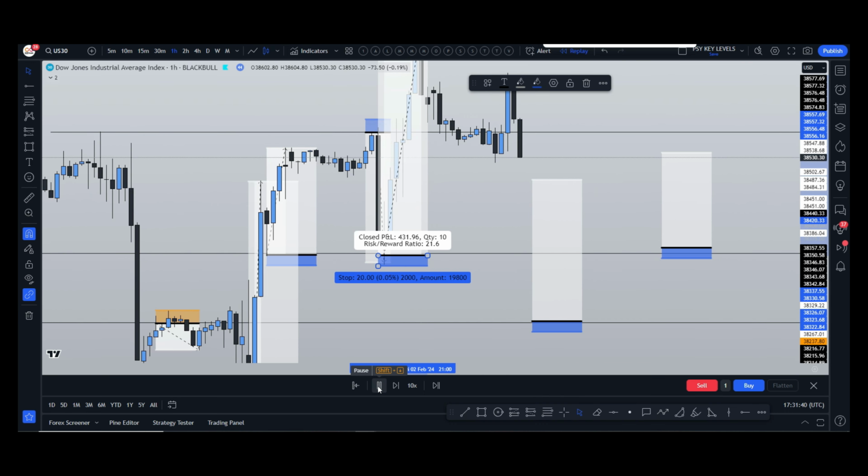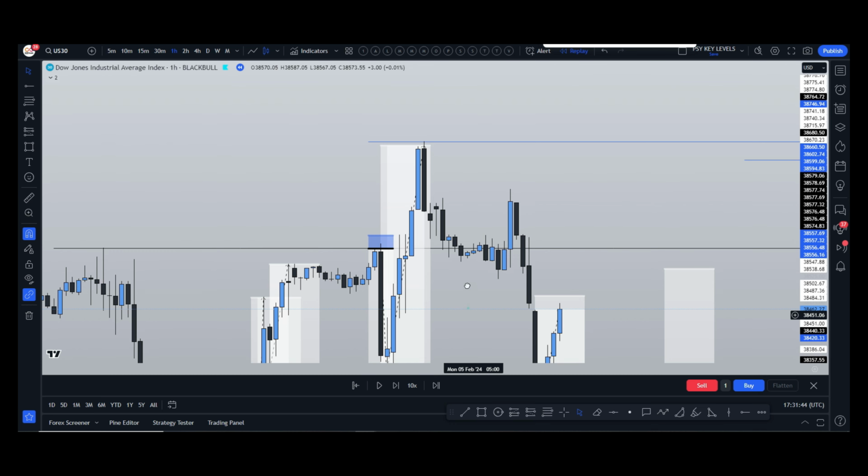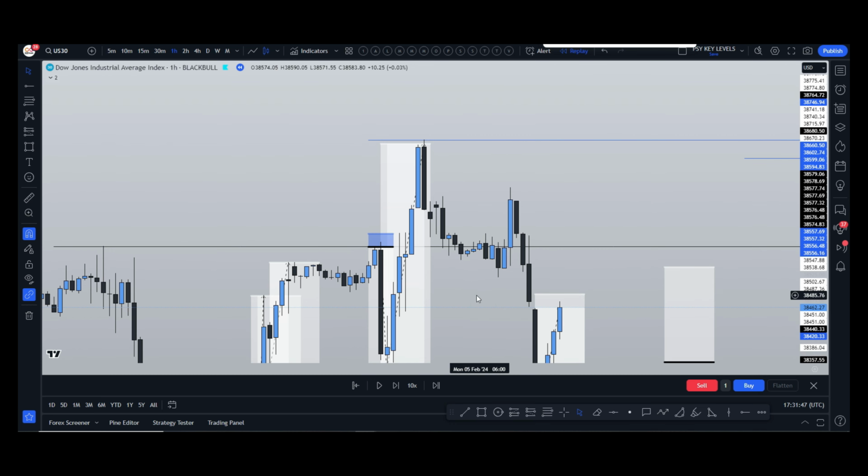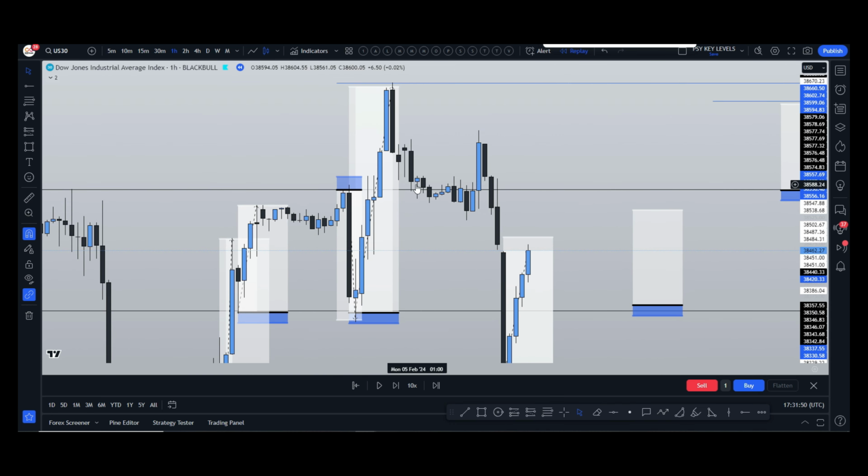Oh, it keeps going. Look at this, guys. Do you know what I'm saying? Do you know what I mean by all this? A 1 to 21. Price comes down. This would have been a loss.